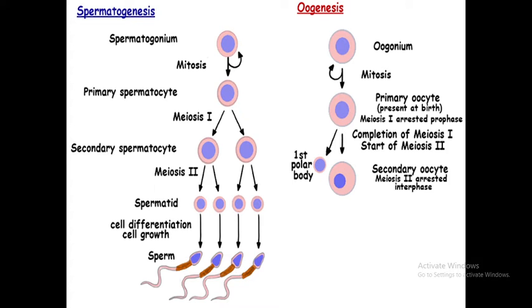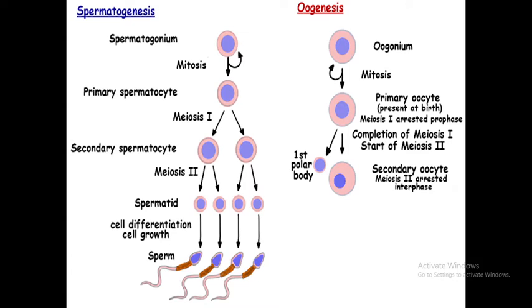Now, the major difference between oogenesis and spermatogenesis is that spermatogenesis takes place in the male gonad, that is the testis, and oogenesis takes place in the female gonad, that is the ovary. The process is nearly the same, but not identical, because gamete formation requires meiosis, in which one cell divides and reductional division takes place to produce four haploid cells.